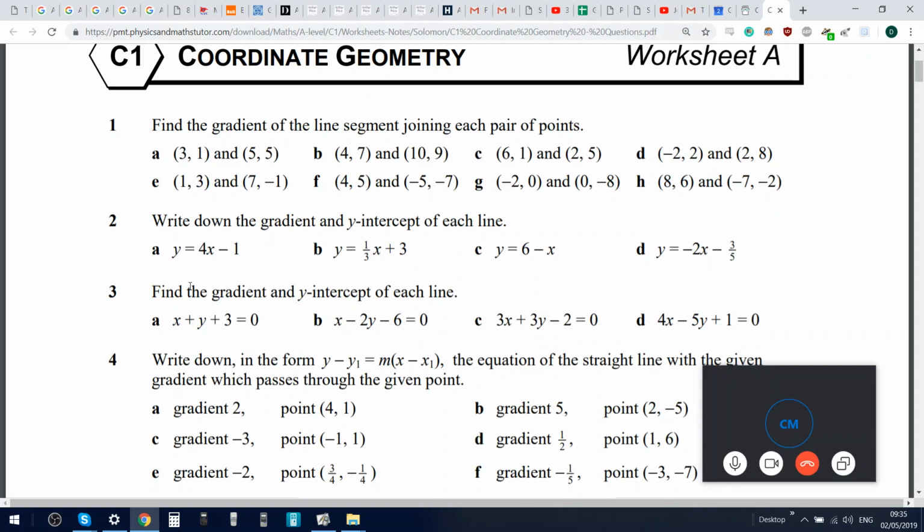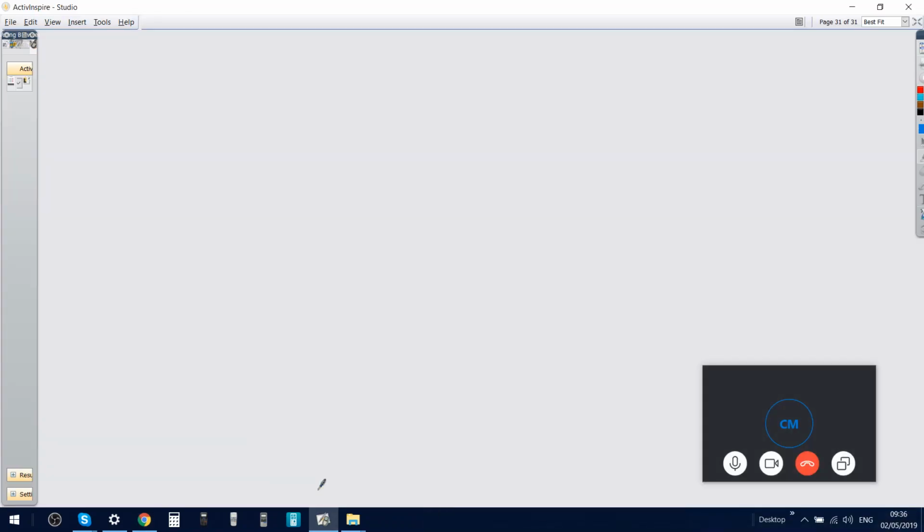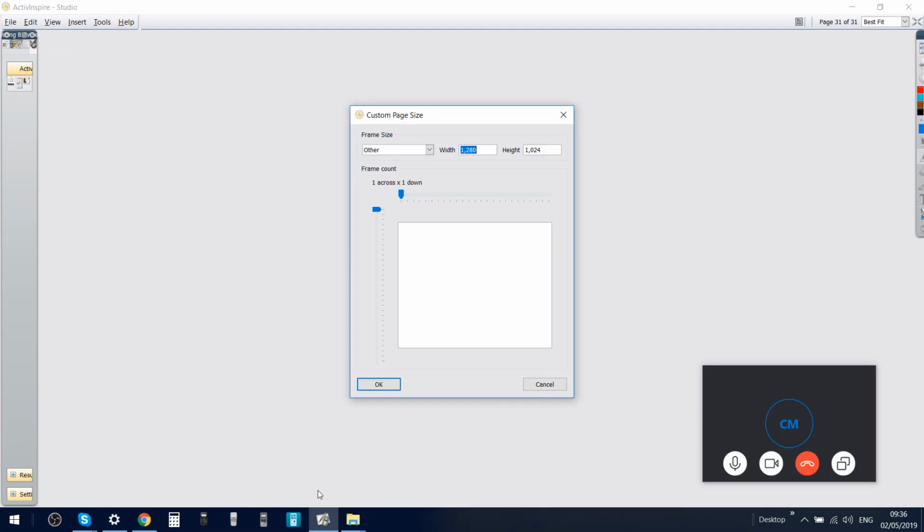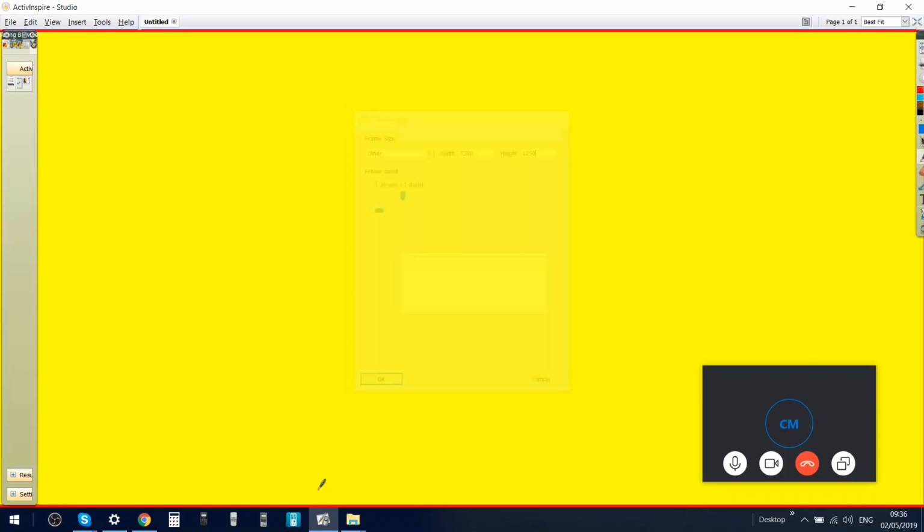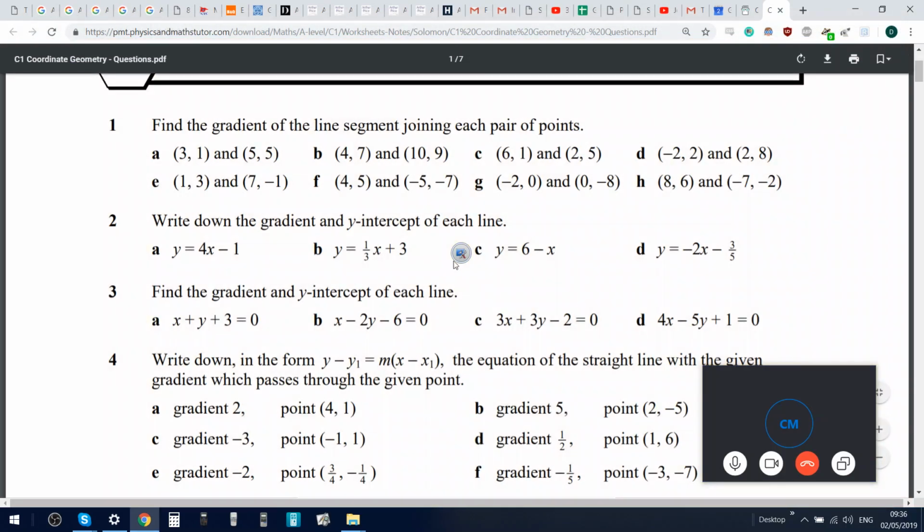So from the first point to the second point, how many up did it go? How many right did it go? So it's gone 4 up and 2 right. Yeah, and so the gradient is 4 over 2, and then you just simplify it. And so what is that? Just 2. Yep. Same thing, next one.